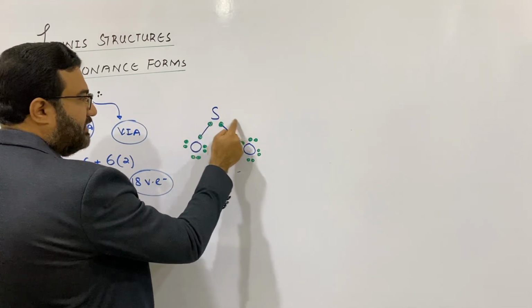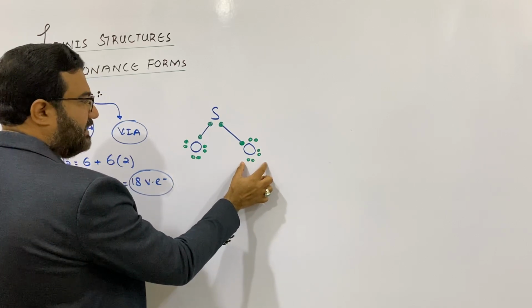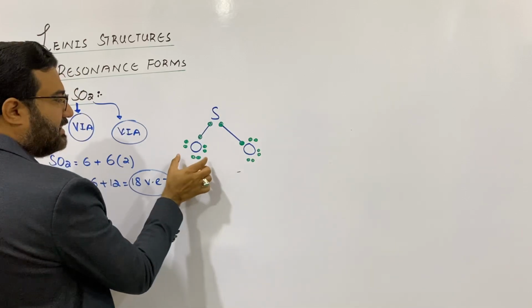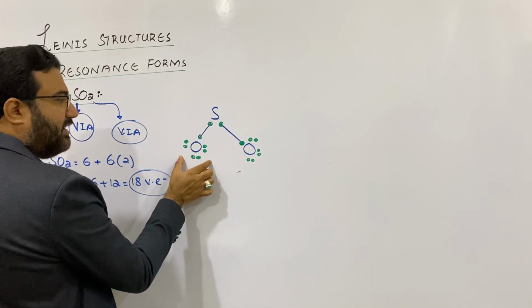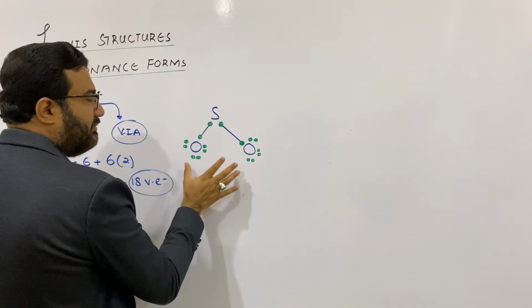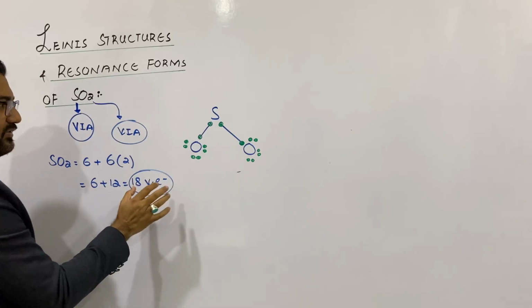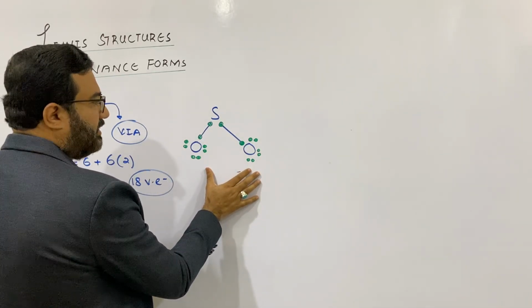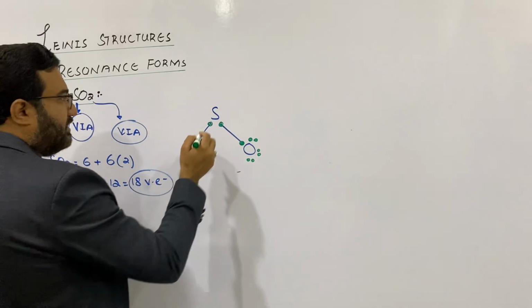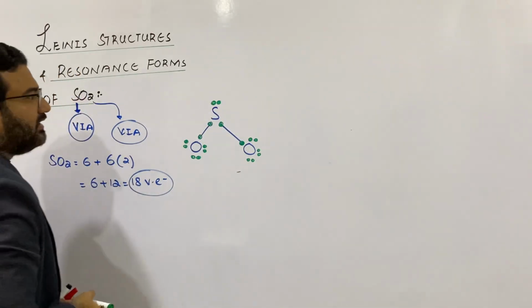If octet of this oxygen is completed, it means it has 8 electrons in its valence shell. So this oxygen is having 8 electrons in valence shell. Similarly, this oxygen is also having 8 electrons. So 8 electrons plus 8 electrons, it means total 16 out of 18 valence electrons are used to complete the octet of the two oxygen atoms. Now there are remaining only 2 electrons that will be given to sulfur in the form of one lone pair.